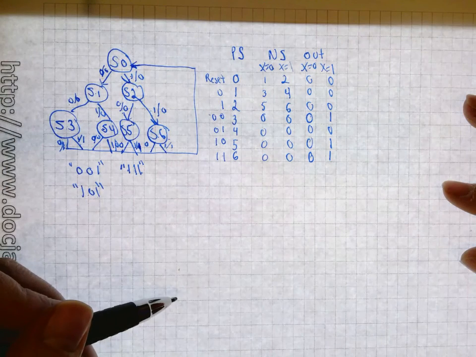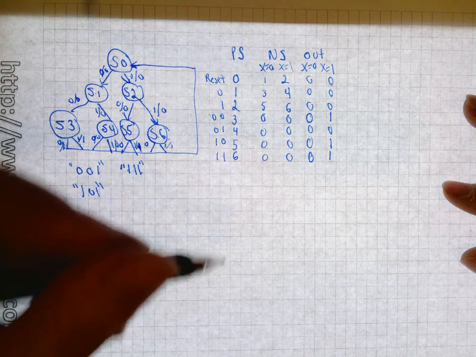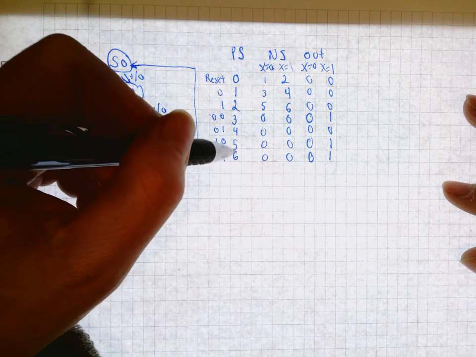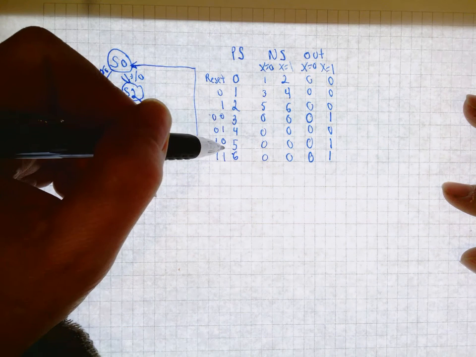So now you have your present state, next state diagram. Your next step is to do your row reduction. Your row reduction is going to look for outputs which are the same, and next states which are the same. So for example, it looks like states 5 and 6, and even 3, all have the same, well, let's say equivalent impact.